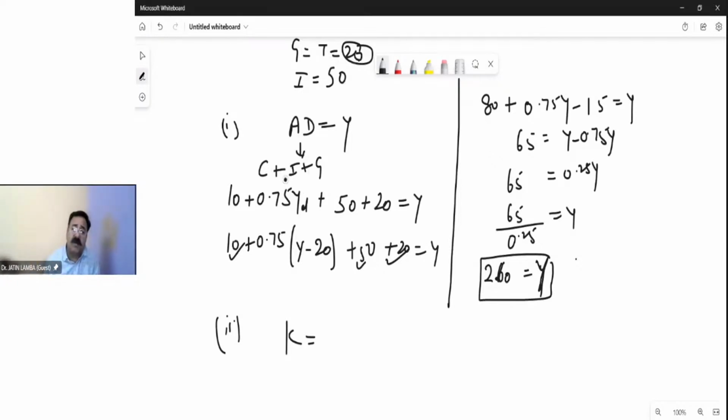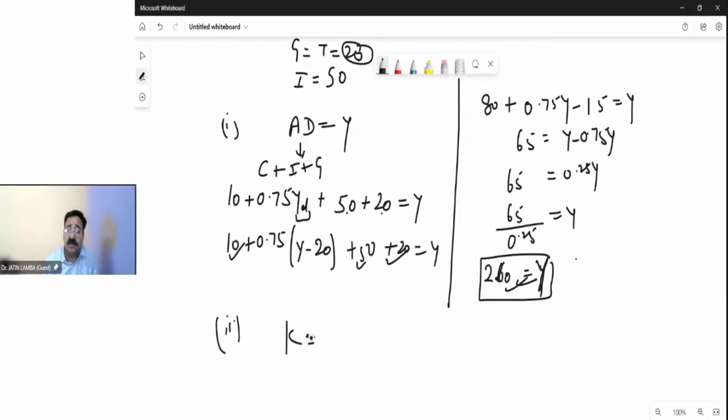So we put the values in. In place of C, the function is already given in the question: 10 plus 0.75 YD plus G plus I, 50 plus G, 20, is equal to Y. Then put the value of YD. YD is disposable income, and here disposable income is Y minus T. I told you, after paying taxes, whatever income remains, that will be it. So Y minus taxes 20. Solve this for the value of Y, that is 260.